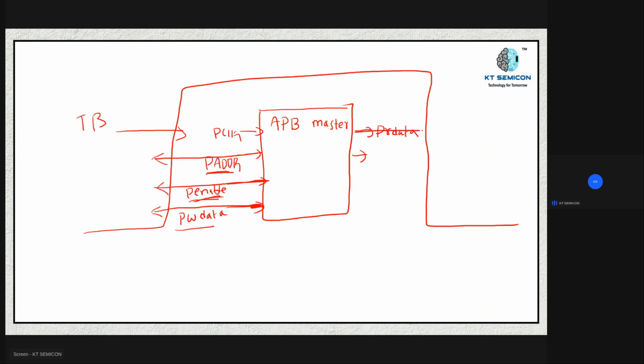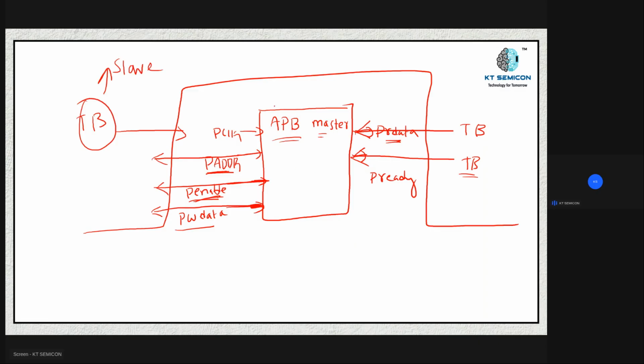PR data is an input to our master and the test bench is going to provide this particular input to our master. Okay. And also we are going to have something known as P ready. Okay. So this P ready signal is also given by our test bench. So we are going to develop our test bench such that it is going to act as a slave, and we have a master which is going to act as a master itself.